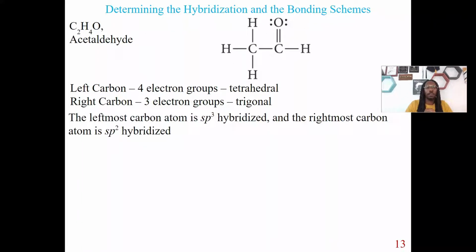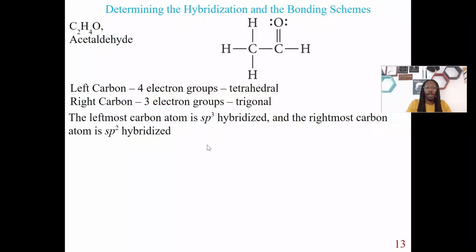Now that we know the geometries, what can we do? Well, we can just match them with a hybridization. So you remember 4 is just sp3. Look at this, y'all, it's literally telling you. 1, 2, 3, 4, tetrahedral. The right was trigonal planar, so that's going to be 1, 2, 3. Well, that's going to be sp2. It's literally telling you in this case.